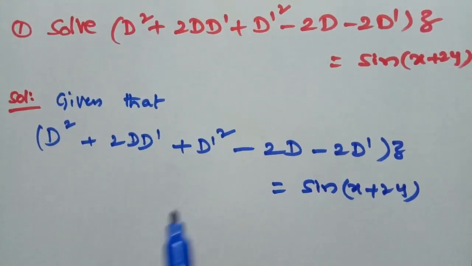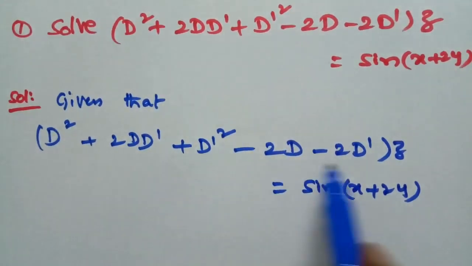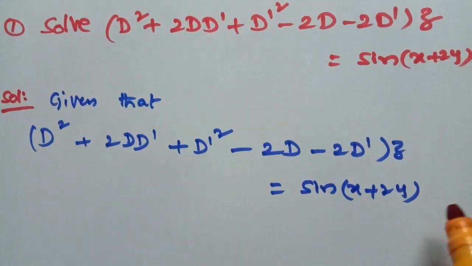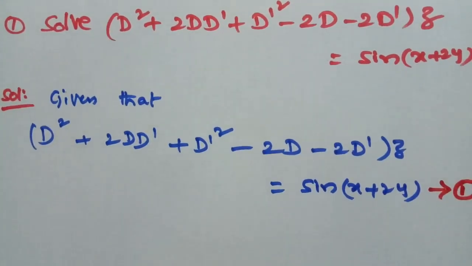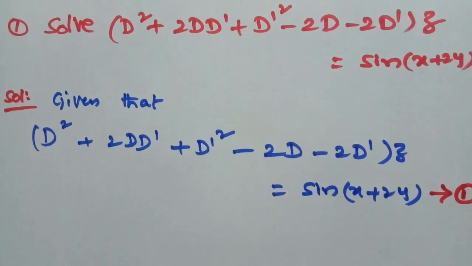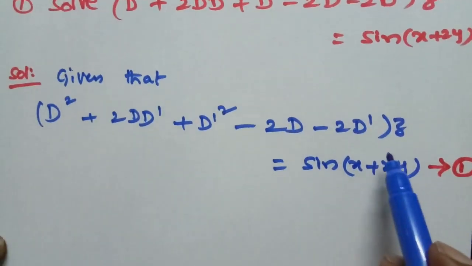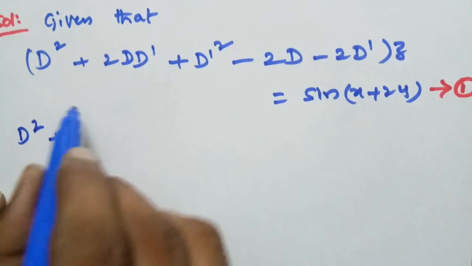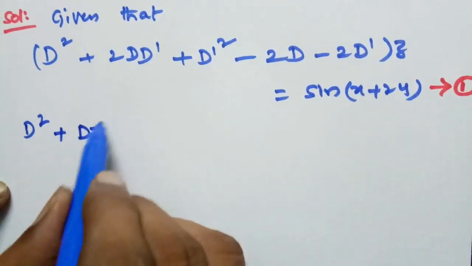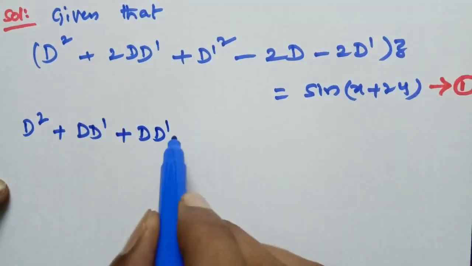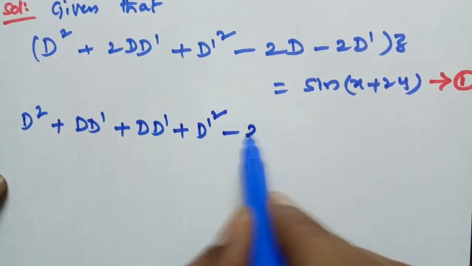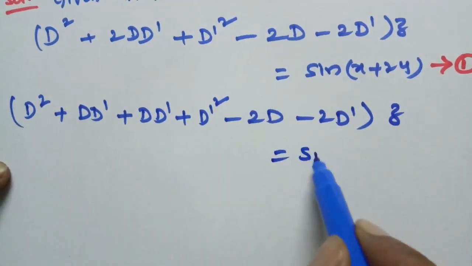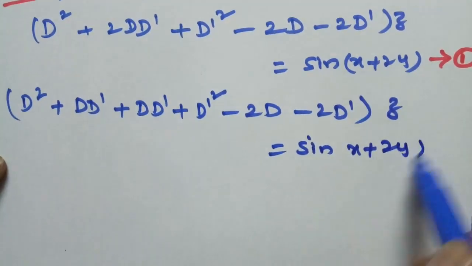Therefore it is not homogeneous. Therefore first we have to write the left hand side of this equation into linear factors. So this is equation number 1. To resolve the left hand side into linear factors, this can be written as D square plus 2DD dash plus D dash square minus 2D minus 2D dash into z is equal to sine of x plus 2y.